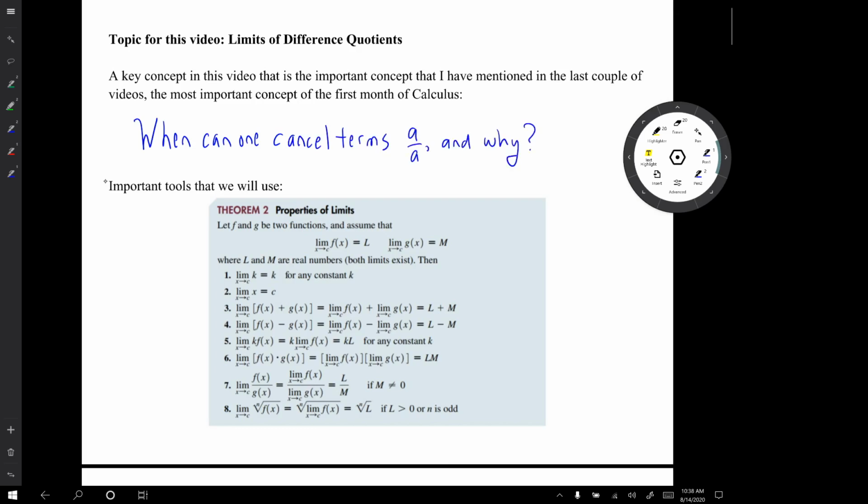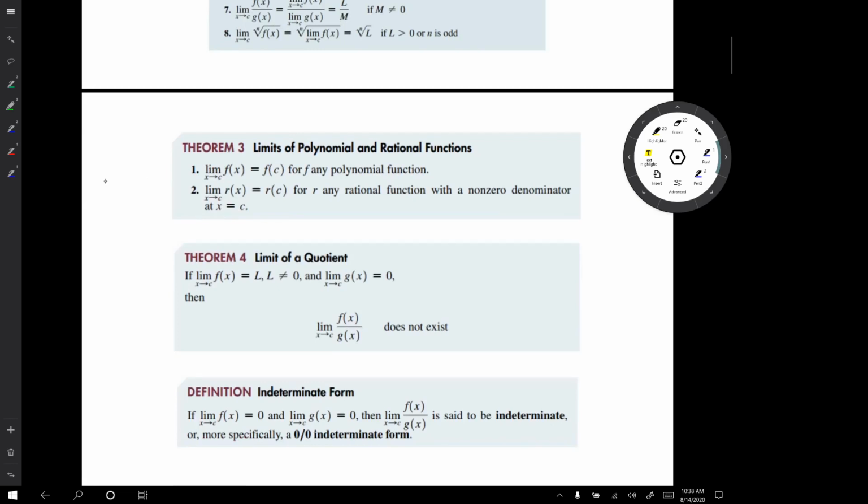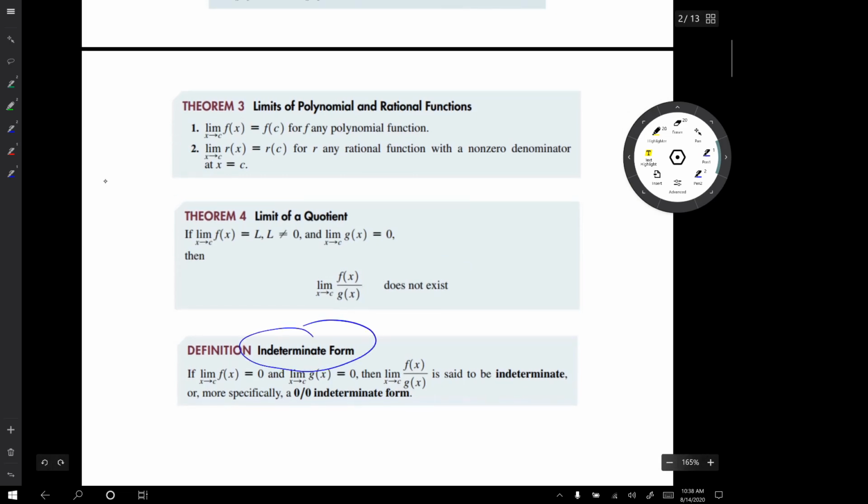The important tools that we'll use are some of the same important tools that we've been using for the last couple of videos. These properties of limits in Theorem 2, remember that there are 8 of them. Theorem 3 about particular kinds of limits for rational functions and polynomials. Theorem 4 about a case where a limit does not exist. Notice that theorems 2 and 3 are about cases where the limits do exist. Theorem 4 is our only theorem about being able to say that a limit does not exist. And then the definition of so-called indeterminate form.